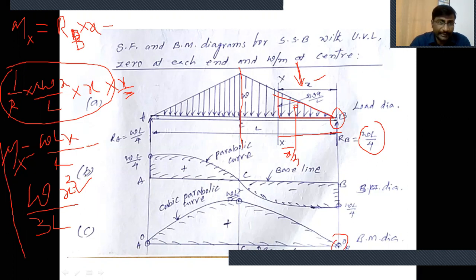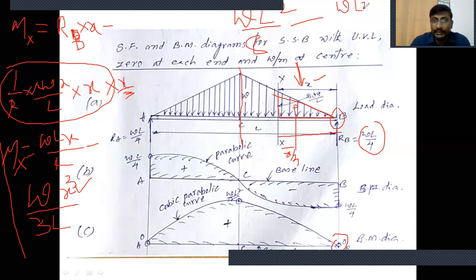If you substitute in place of x, L by 2, L by 2 means at the center, that means at point C, W L square by 8. Minus, if you substitute L by 2 here, L by 2 whole cube, that is L cube by 8. In the denominator L is there, one L cancels, W L square by 8 into 3, 24, W L square by 24.